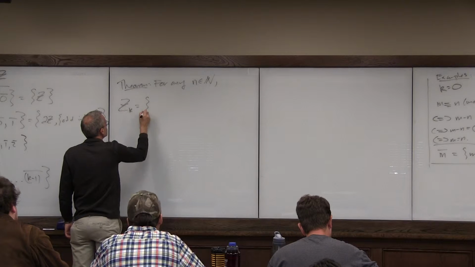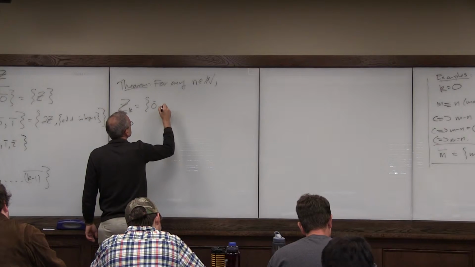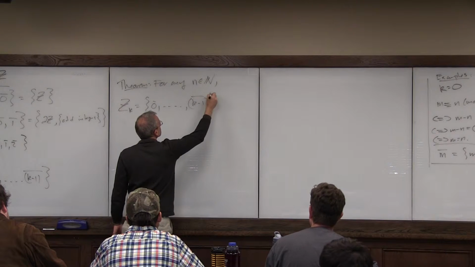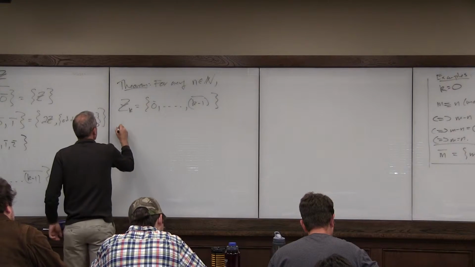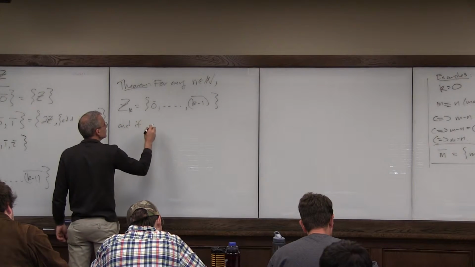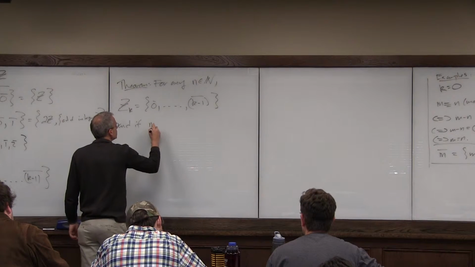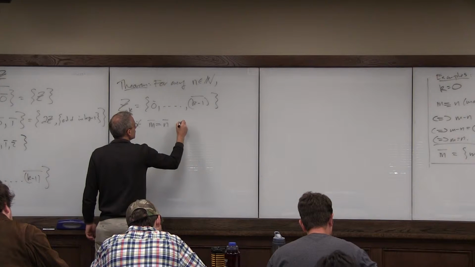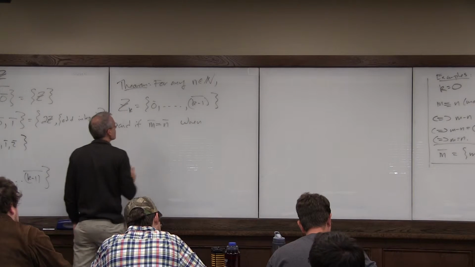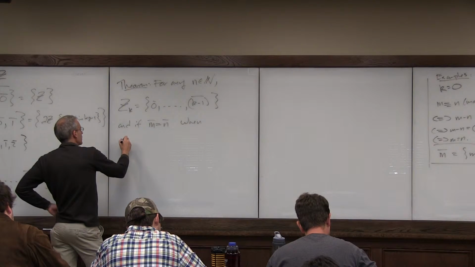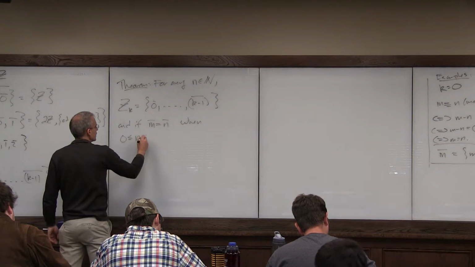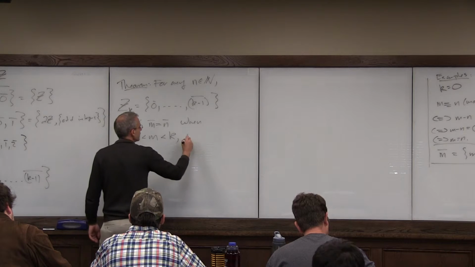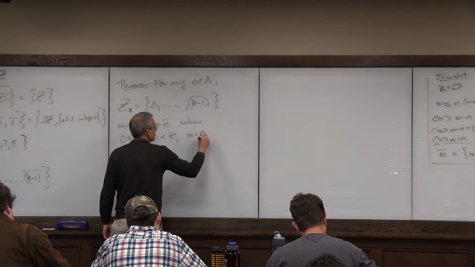Zk is equal to 0 bar, 1 bar, up to k minus 1 bar. And if m bar equals n bar, where 0 is less than or equal to n less than m less than k, then m equals n.